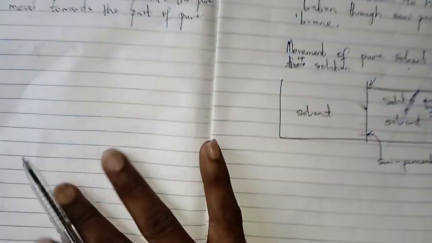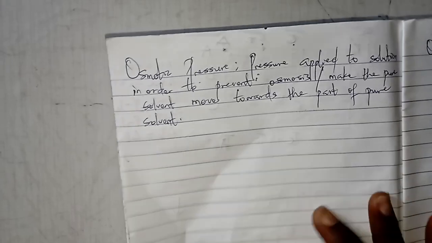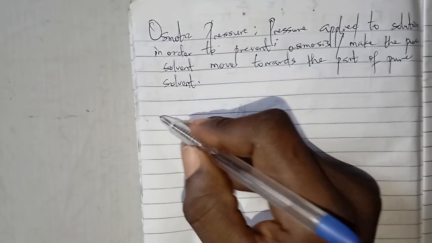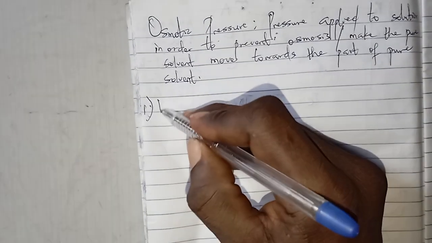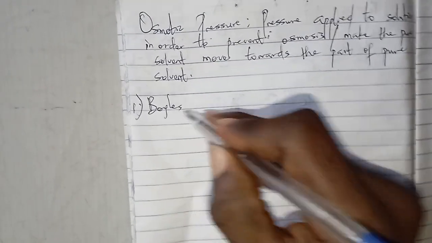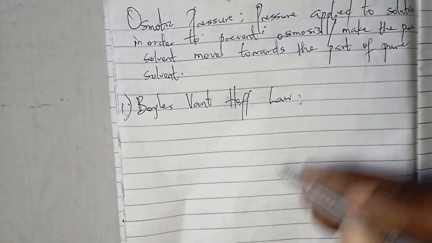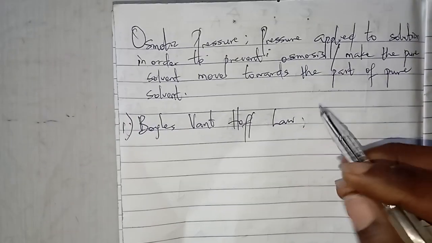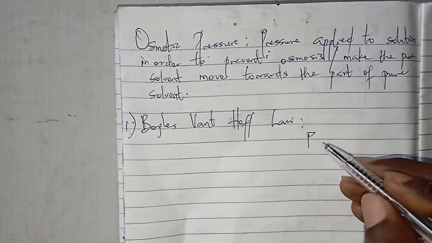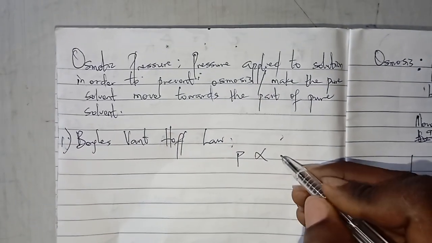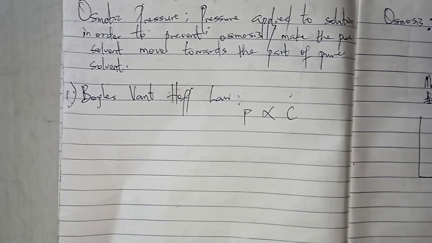But our work cannot be complete if we fail to talk about Van't Hoff. A man called Van't Hoff is the one that gave us the equations of osmotic pressure, and he did this using Boyle's law and Charles' law. The first law he called Boyle's Van't Hoff law. What he said here is that the pressure applied to the solution is directly proportional to the concentration.